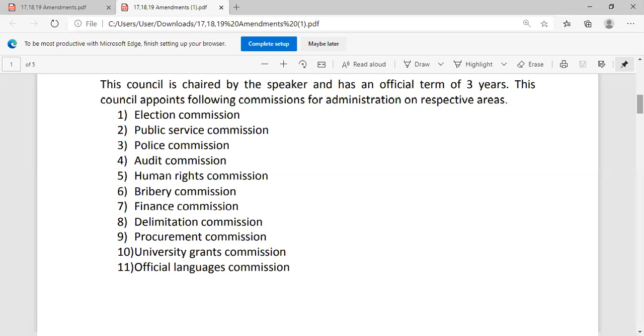What are the five? Appointments, promotions, transfers, disciplinary actions, and terminations, right? So basically, the 17th Amendment wanted to cut off the president's power in handling those. They did not want the president to meddle with the appointments or the promotions or the transfers or the disciplinary actions or the terminations of the public sector or in the police or anywhere.